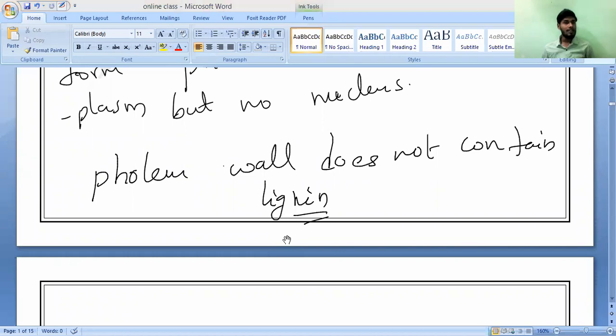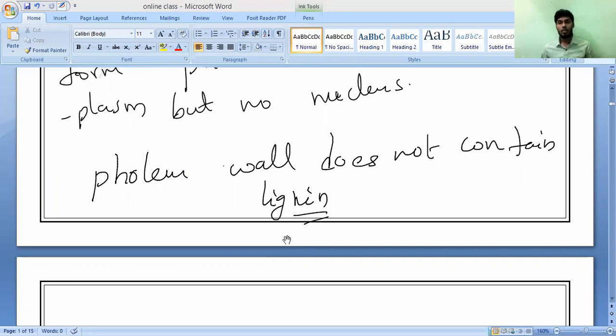Lignin, sir. Lignin. In their walls. So now, if there is no lignin, what will happen? Will the cell walls be very strong or very weak? The phloem vessels, the phloem walls, are they very strong or very weak? Weak, sir. Very weak. Do you understand? So that is why.